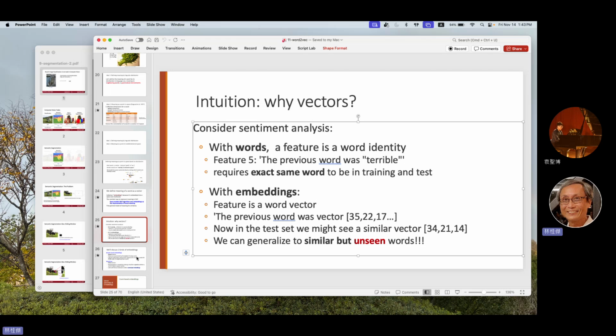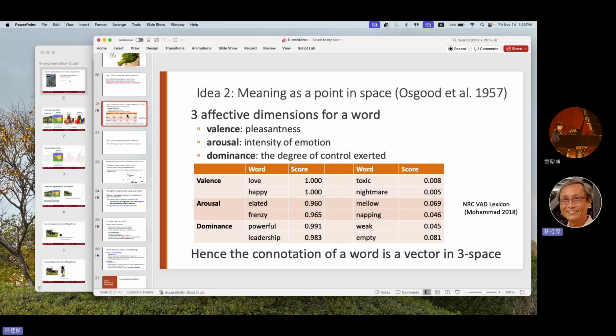So how do we do this? As I said, in an old study in 1957, they came up with three different ways of describing a word: the presentness, the identity of the emotion, and the dominance, whether a word is strong or weak. In the field of linguistic study, people have tried to come up with all these different ways of classification.